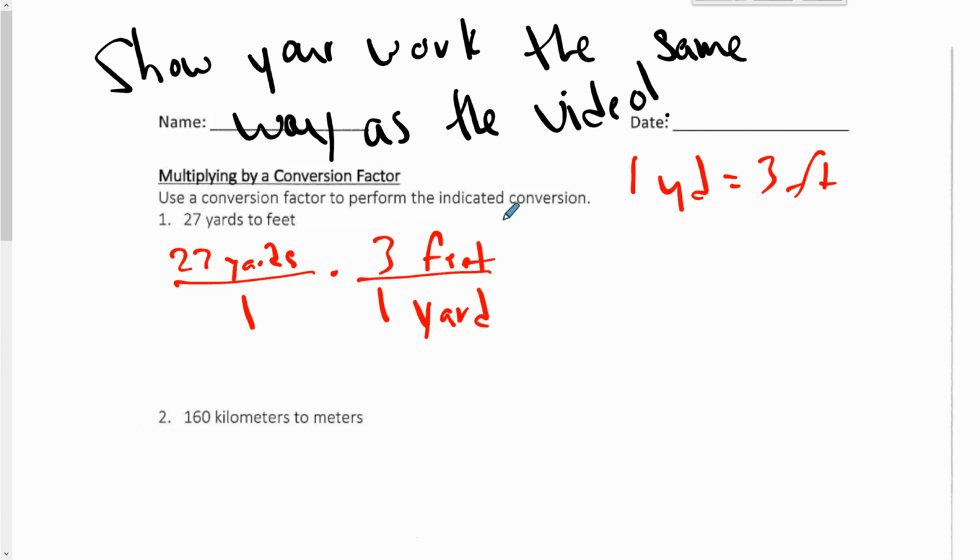So right now, before I do anything else, I can cancel out yards, because if I have yards on the top and yards on the bottom, they divide out to just 1 and cancel each other out. So now my only unit that I have left is feet, which is what I want. I can do 27 times 3. I get 81 feet. So 27 yards is the same thing as 81 feet.